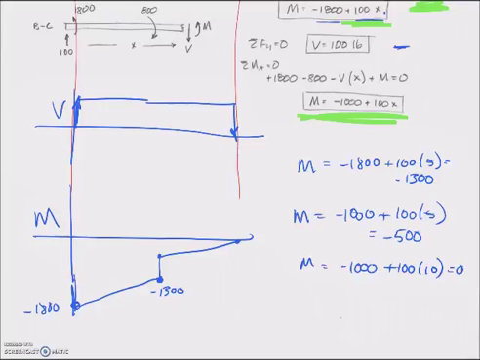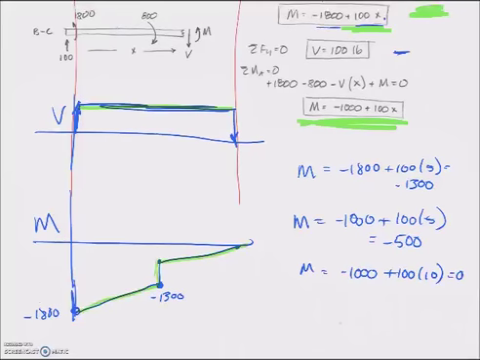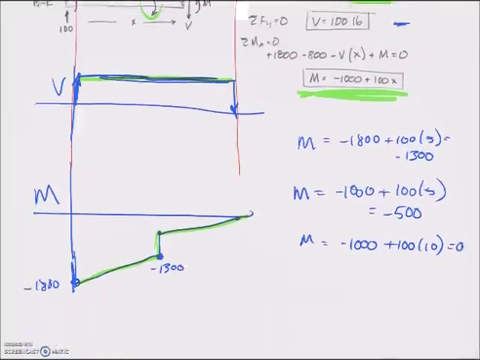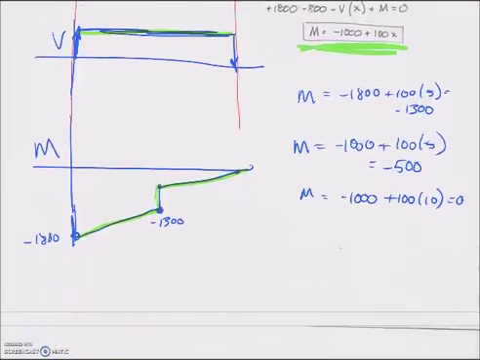The shear is constant, as you can see. It's constant along that whole line, but moment has a discontinuity right here where there's that applied moment. So that little couple right there causes a sharp increase in the moment, and we'll talk a little bit more about that as we go.